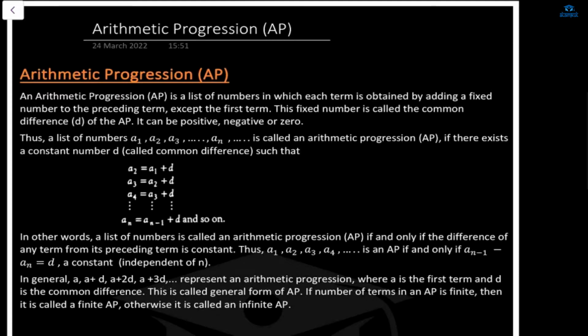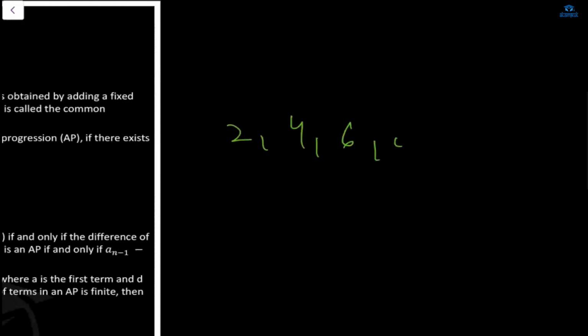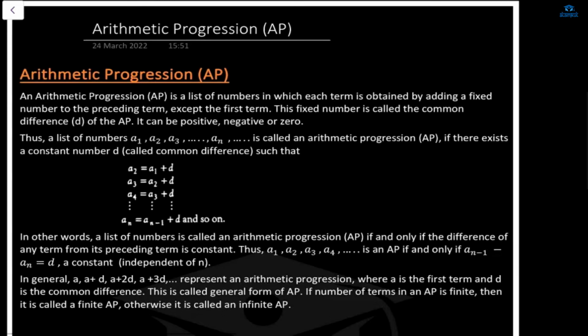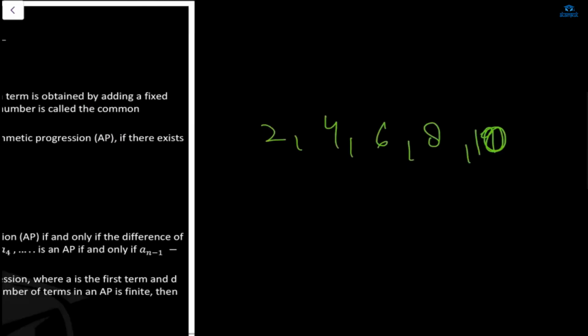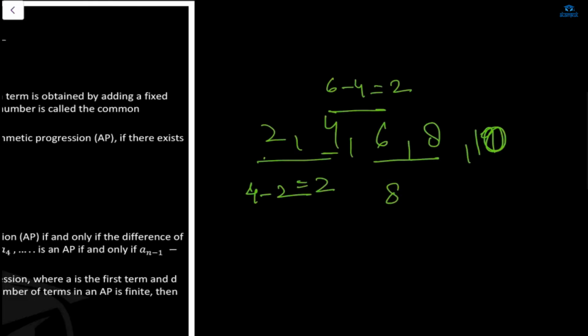So, with a fixed number, 2, 4, 6, 8 is an arithmetic progression because of the difference between the terms. After 2, the next term is 4, so you find the difference 4 minus 2, which is equal to 2. Then 6 minus 4, which is equal to 2 again. Again the next term, which is equal to 2. Again, which is equal to 2.